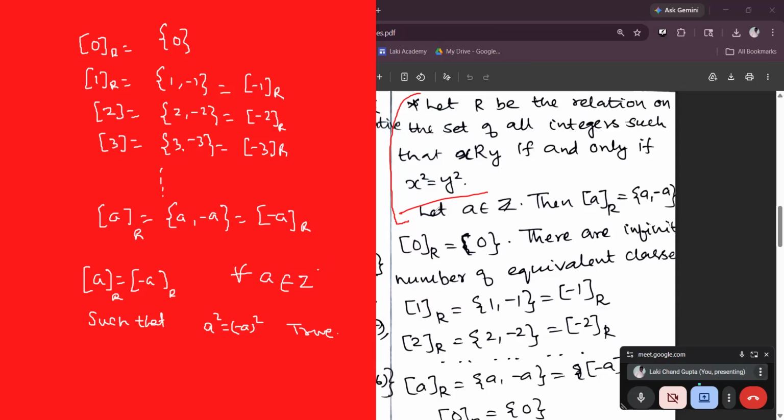Yes, it can be 0, because 0 is a whole number. It means you can write minus 0 or plus 0. It doesn't matter. So for 0, it is also whole.